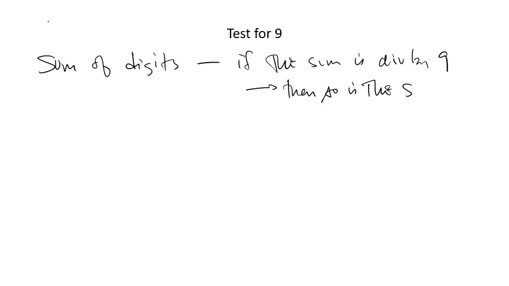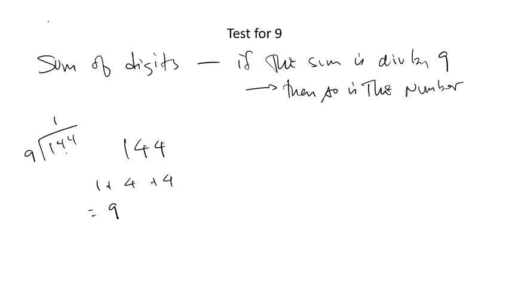So is the number. All right. So we'll take our 144 again. And so we get 1 plus 4 plus 4, so that equals 9. So we know that 144 is divisible by 9. So if I divide this out, 9 goes in 1 time, 54, 16. So we know this is 9 times 16. So we can see that it is, in fact, divisible by 9.